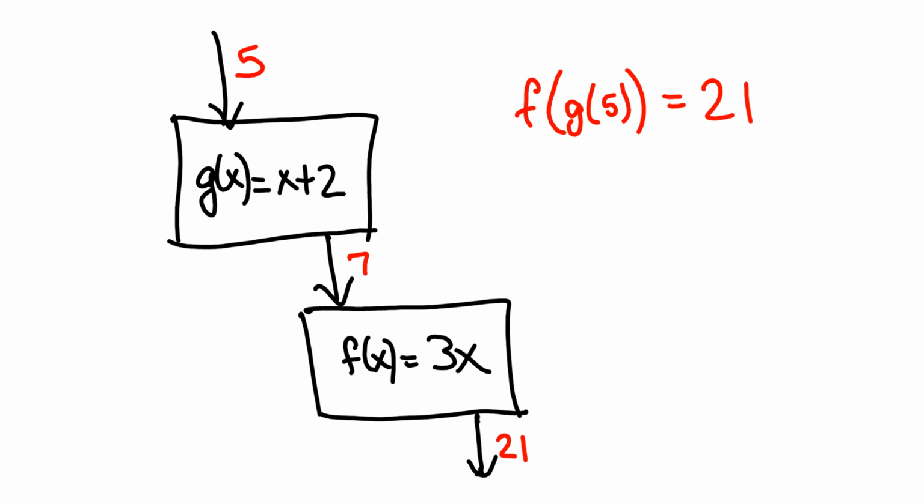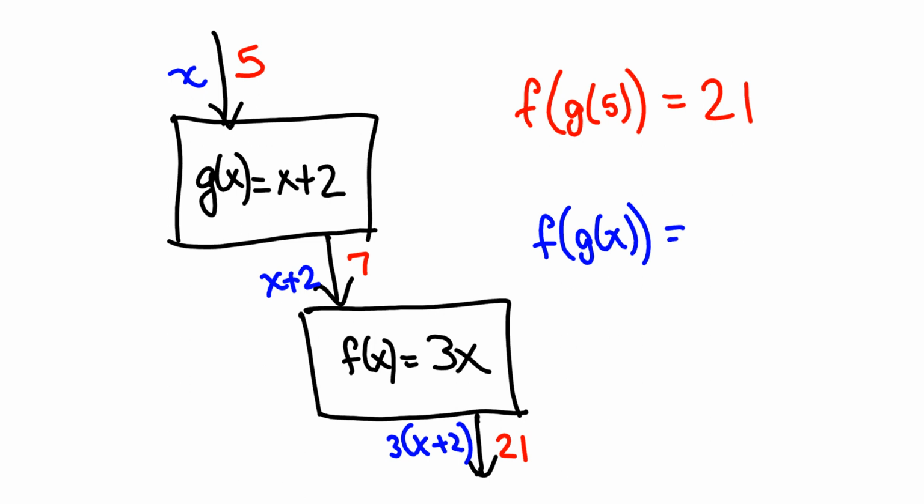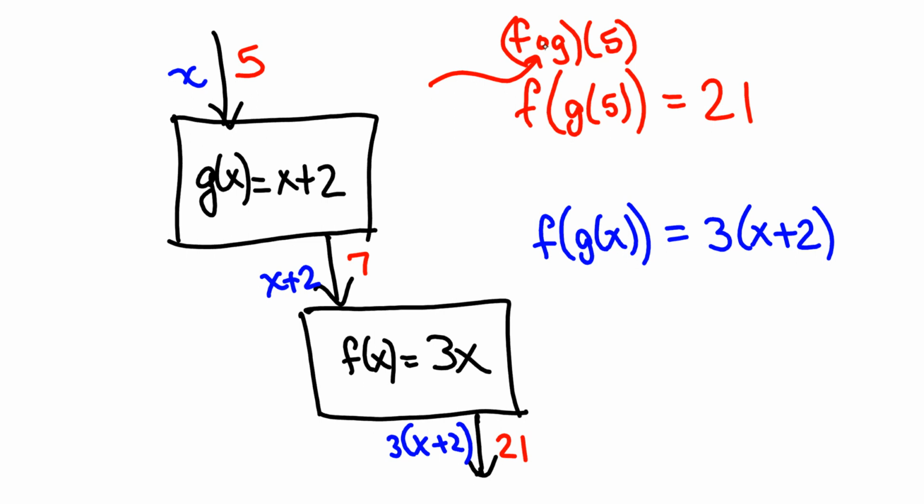More generally, if x goes into the g machine, then x plus 2 comes out of the g machine, but that x plus 2 goes into the f machine, and we know that the f machine triples inputs. And so we would write that f of g of x is 3 times x plus 2. Notationally speaking, sometimes we write this as f of g, and that allows us to look at f of g as one giant machine with two miniature machines inside hooked in series.